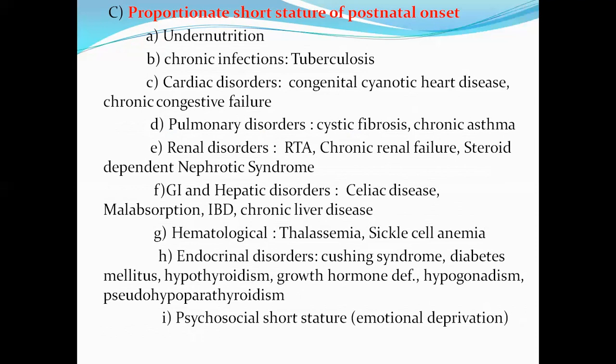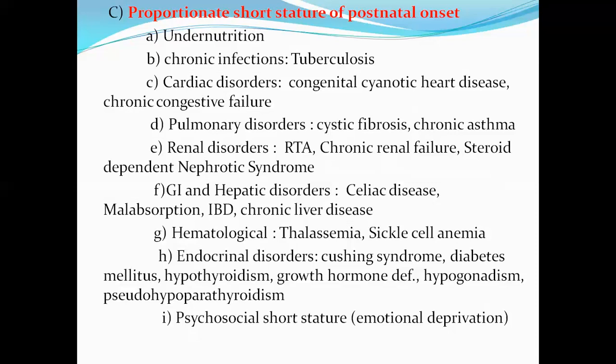Baby may be having chronic infection like tuberculosis, cardiac disorders like congenital cyanotic heart disease, chronic congestive failure. Then there is pulmonary disorder like cystic fibrosis or chronic asthma. As you can see in the list, all the diseases are chronic in nature, and chronic diseases are definitely going to affect the growth of the baby.